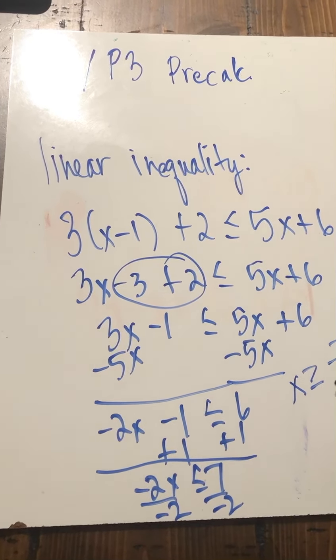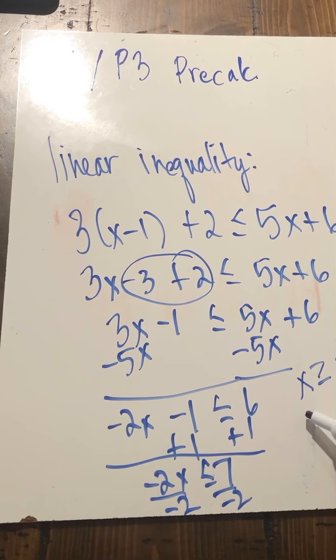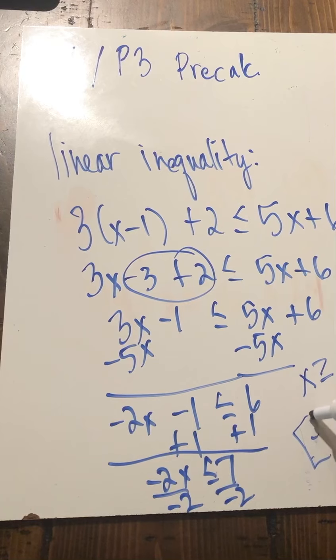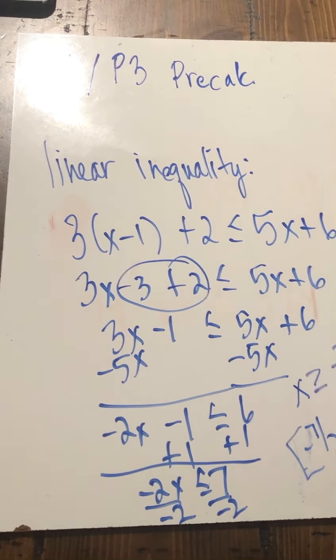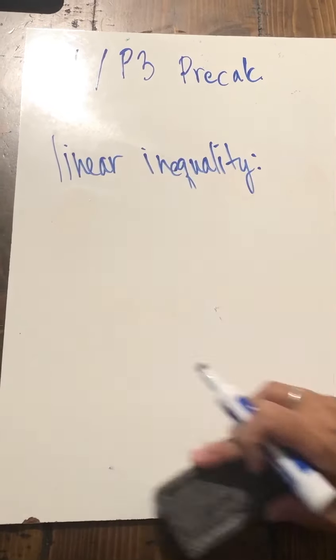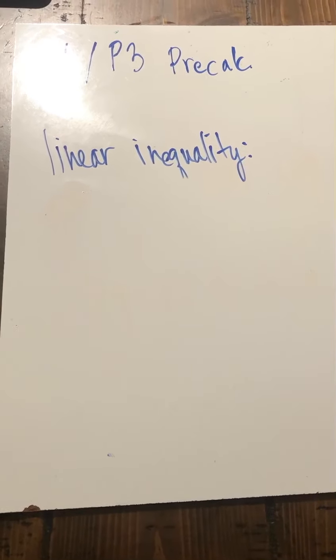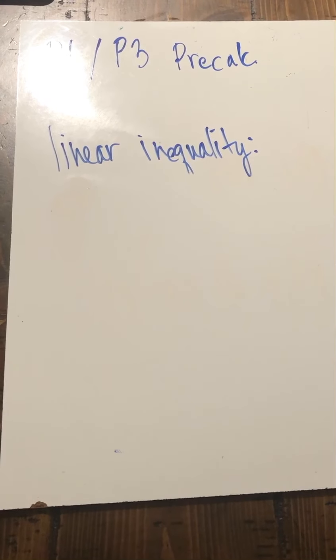If you want to write the solution set as an inequality, x is greater than or equal to -7/2, you're going to have bracket, -7/2, comma, infinity with parentheses. Let's try one last one. Let's go ahead and solve a linear inequality that is a double inequality. So go ahead and write this one down.